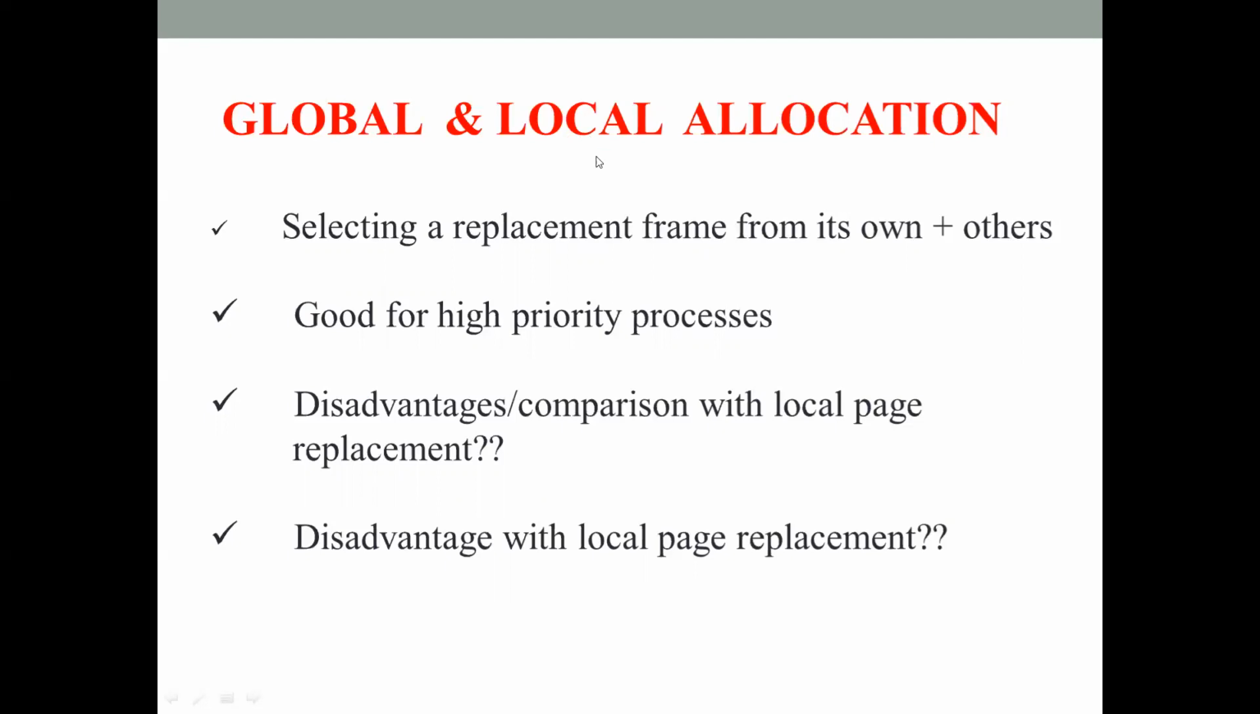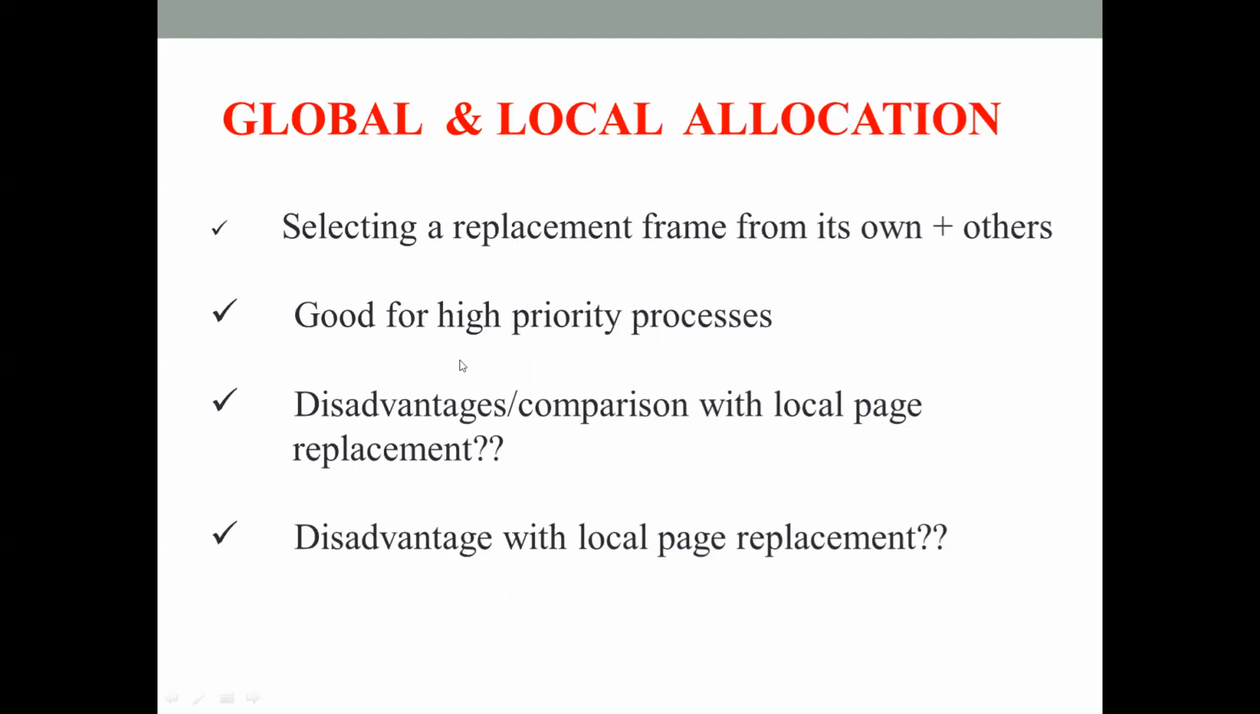The other type of strategy is local page replacement allocation. In local page replacement allocation, each process will select a page frame for replacement only from its own set of allocated frames. Let's say you have a process P1 which has been allocated 3 frames and it needs a frame for replacement, then it will select one of the pages from these 3 frames only. It will not try to take away the frames of any other process. But in global page replacement, it will try to get a replacement frame from its own set as well as from the frames allocated to all other processes existing in the system.